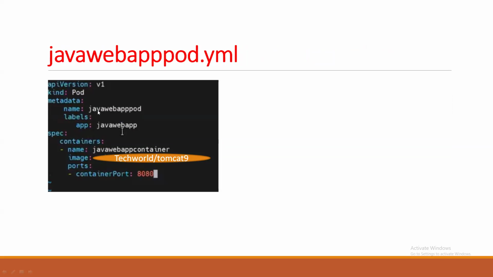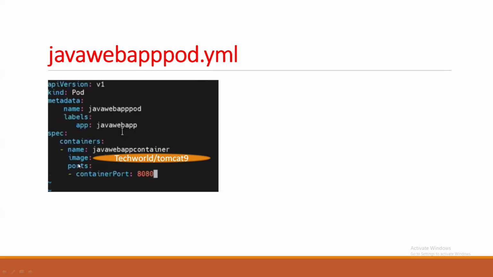So metadata: name Java web app, labels. This is nothing but data about the data, guys. Name equal to Java web app pod. In the labels, app equal to web app.